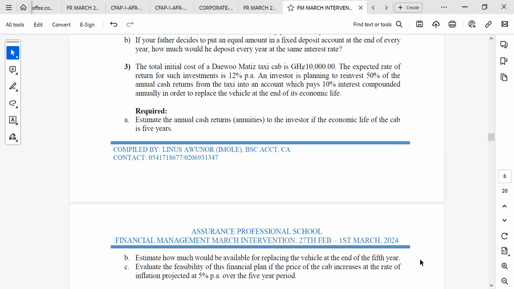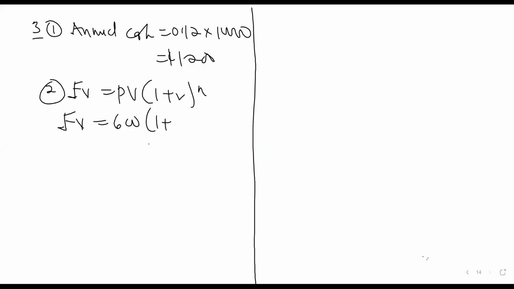Okay, this will be annuity. So an investor is planning to reinvest 50% of the annual cash flows from a taxi. So it means that every year they will be reinvesting 600. So this will be annuity. Are you okay? So 60% of it will be every year, any amount that we receive, we will be investing 60% of it. So this will be annuity, 600 every year.